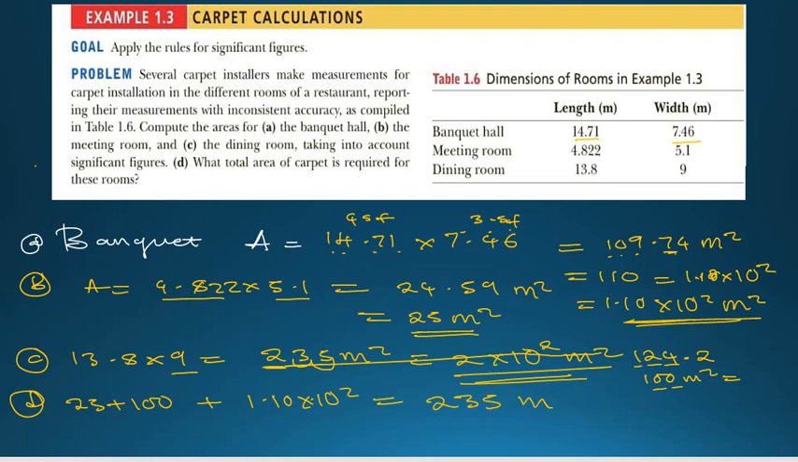So once I do this, I'm going to get 235. But our answer, guys, should be in what? Should be in 1 significant figure because of this one, which has 1 significant figure. Because when we are adding, we follow the number of decimal places of the one which has the least number of decimal places. And you can see that this 100 has zero decimal places. So our answer should have zero decimal places.